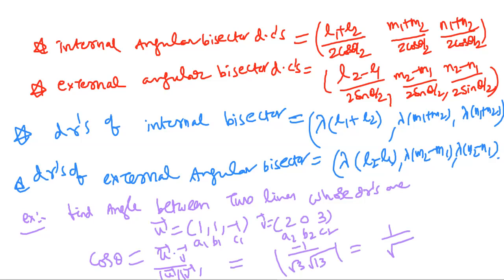So that is going to be 2 minus 3 minus 1 by root 3 into root 13, mod. Since it is the angle between two lines, remember there will always be two answers. The angle between two lines will be theta as well as 180 minus theta. So if this is acute, for example, the other is going to be obtuse and vice versa. So there will always be two answers for the angle between two lines, because lines do not have directions like vectors.